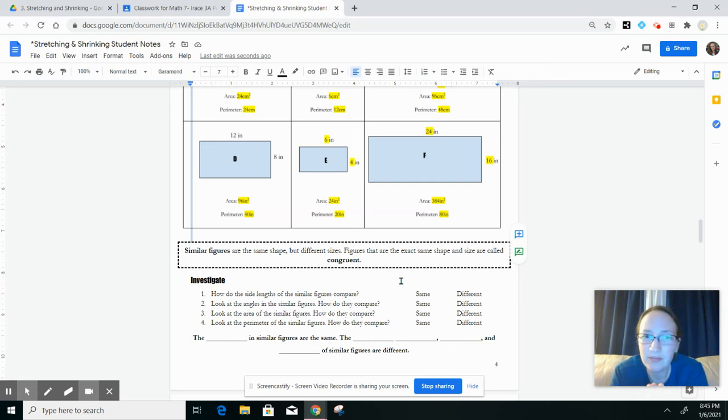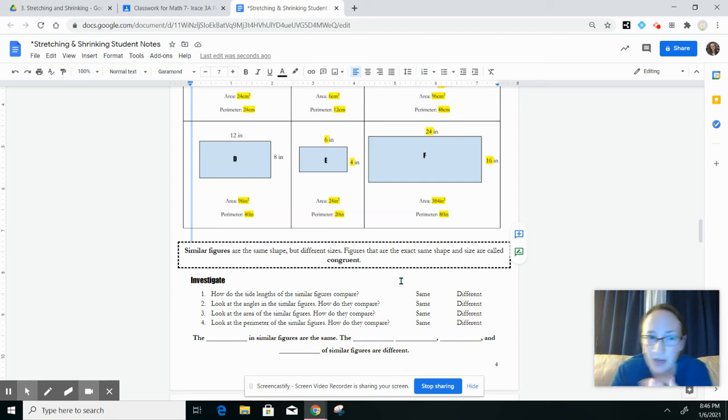Figures that are the exact same shape and size are called congruent. So if you have two of the exact same triangles, rectangles, whatever, those are called congruent. But anytime that you've taken a shape and enlarged it and kept everything in the same ratio, which we'll get more into over the next couple weeks, or shrunken it and kept it in the same ratio, that's what we're talking about with these similar figures. And we'll do a little activity to investigate that in just a minute.